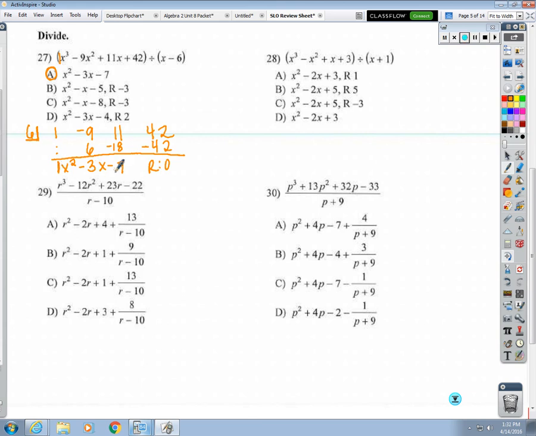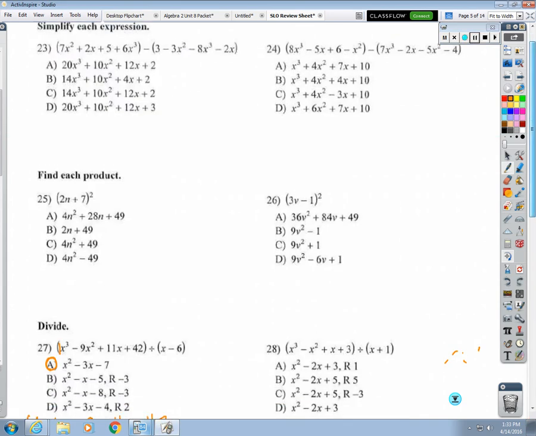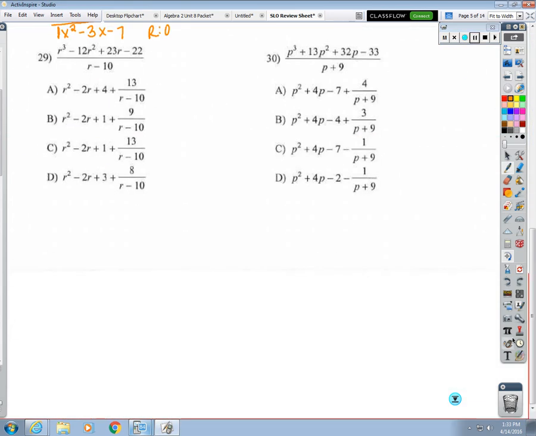Okay, I'm going to give you a minute to try 29 by yourself. It's the exact same type of problem, it's just written differently. Instead of writing it like this, they write over for divided by. So let's go ahead and look at it. Okay, what goes in the box? Positive 10, because it's divided by r minus 10. What numbers go here?